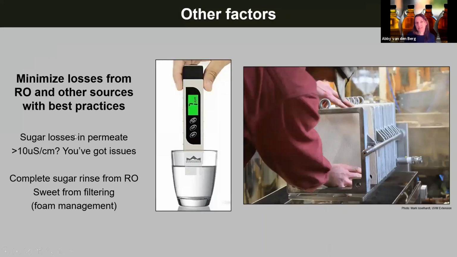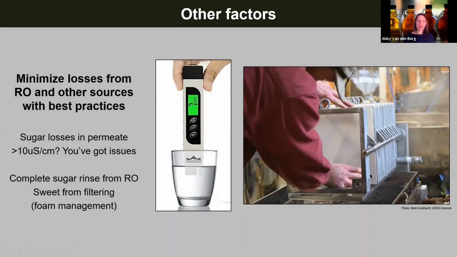And then other losses that we can prevent, they're all over the place. We can help minimize our losses from the RO and other sources with our best practices. So when is the last time you checked the conductivity of your permeate to see if you were losing sugar? We can have a significant loss of sugar in our RO permeate at levels where our handheld refractometers aren't able to detect it. They're simply not sensitive enough. So by measuring the conductivity, we can get an idea of the likelihood that those membranes are passing sugar at levels way lower than our refractometer can detect.